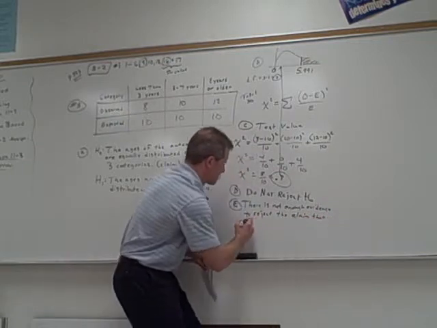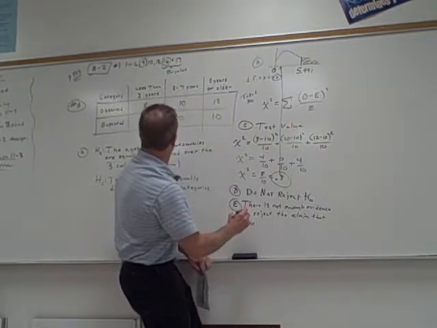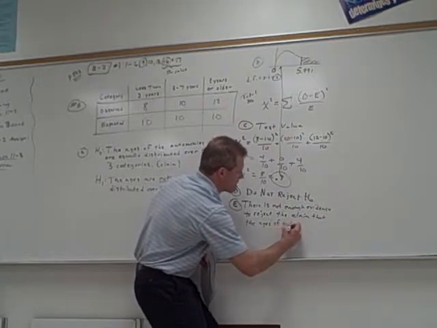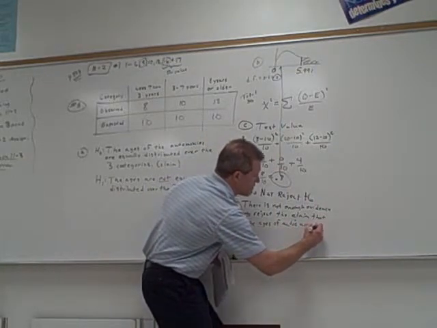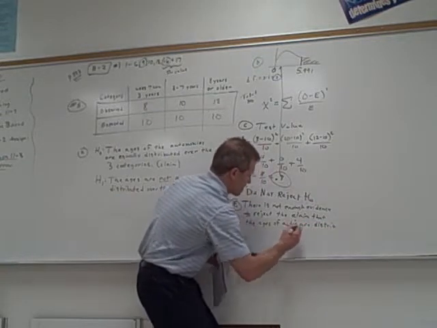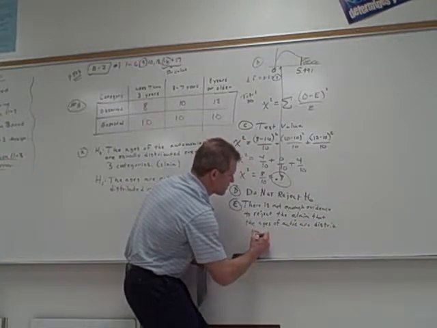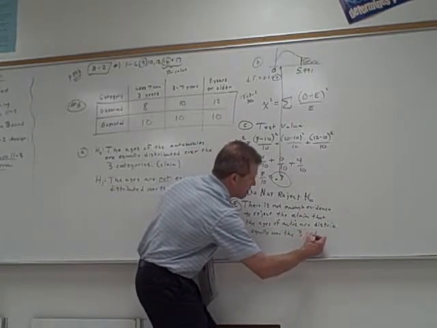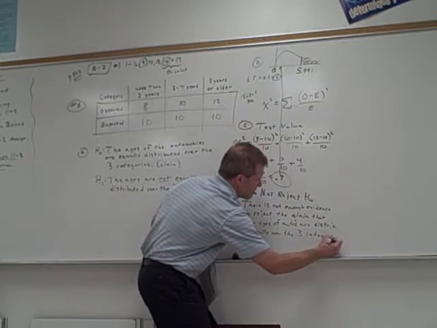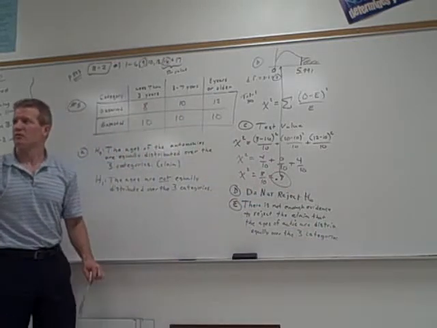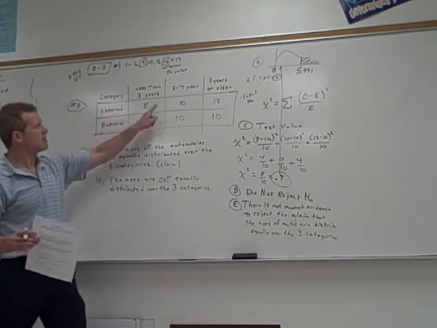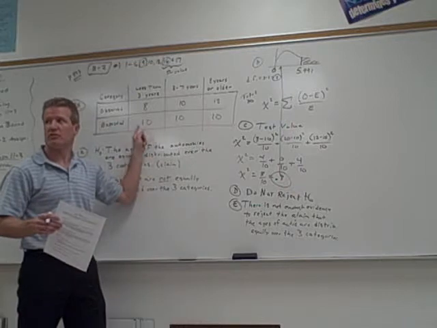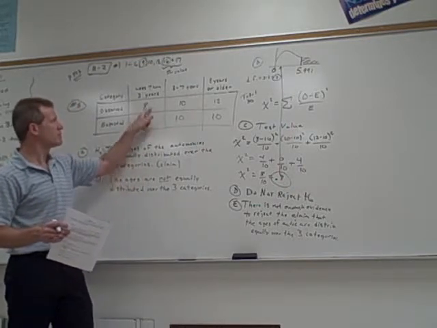that the ages of the autos are distributed equally over the 3 categories. In other words, 8, 10, and 12 are close enough to 10, 10, and 10 that we can't reject that they're equally distributed. Okay? These numbers are close enough.